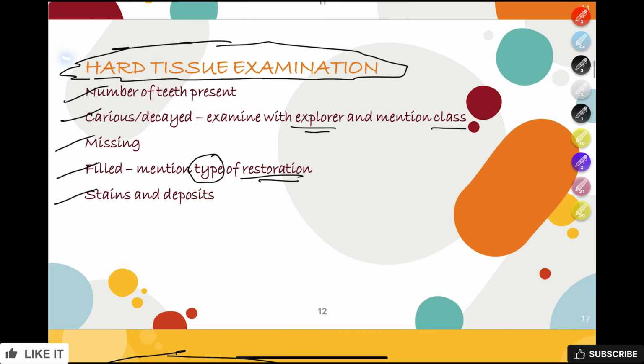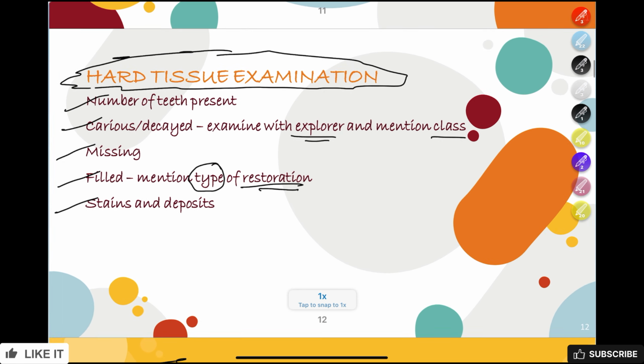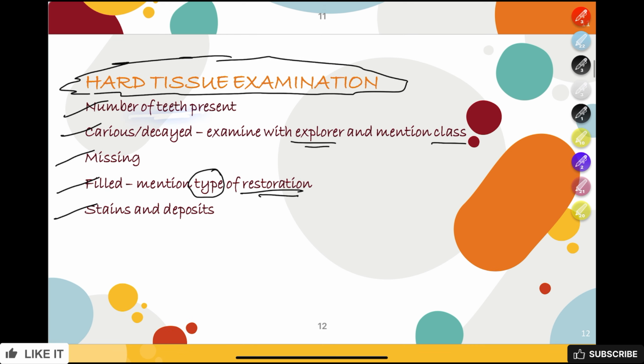Next is the hard tissue examination. Now we have to start with the hard tissue examination. First of all, how many teeth are present? Imagine 26, 28. Caries or decayed teeth: examine with explorer and mention class. So we have to write occlusal caries or XYZ caries with respect to 1, 2, 6, 7, 7, 5, class 1 caries, class 2 caries. So we have to mention that.